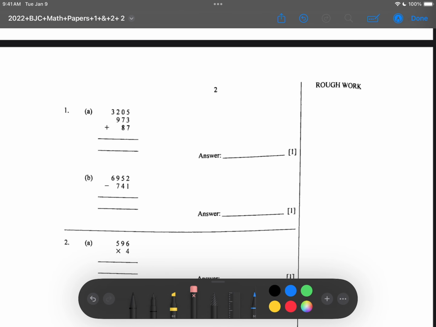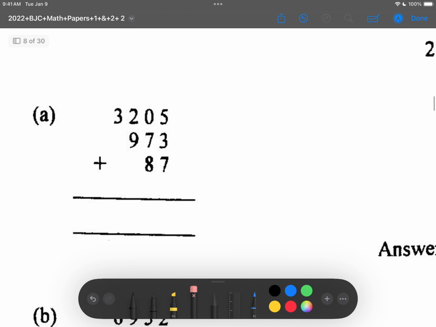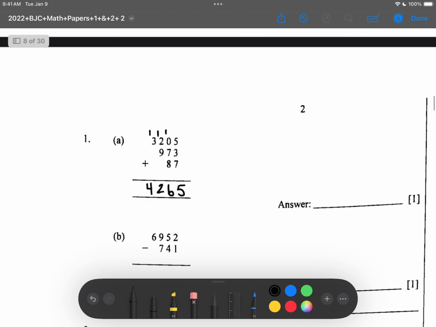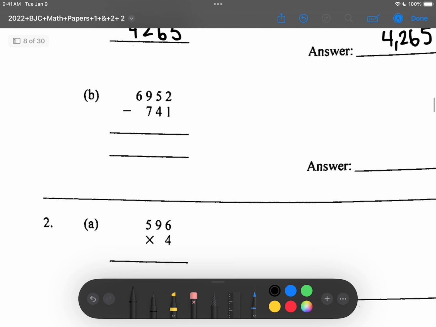Question 1, simple addition. 5 plus 3 is 8, plus 7 gives you 15. Carry the 1, 1 plus 7 is 8, plus 8 gives you 16. Carry the 1, 1 plus 2 is 3, plus 9 gives you 12. Carry the 1, 1 plus 3 is 4. So your answer will be 4,265.